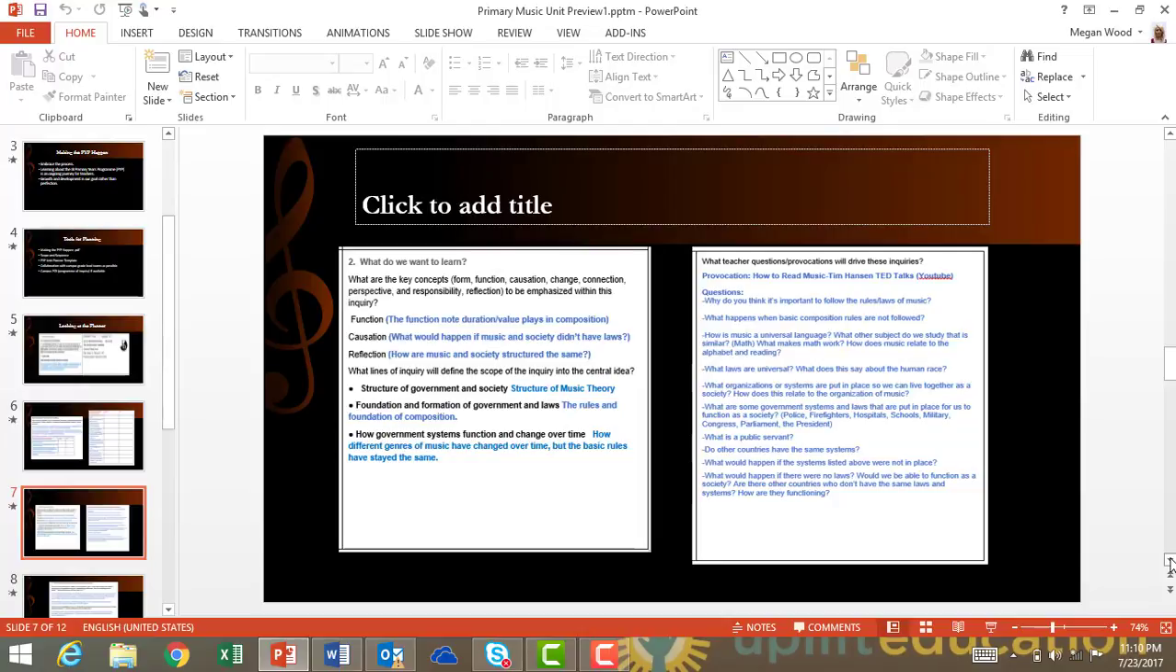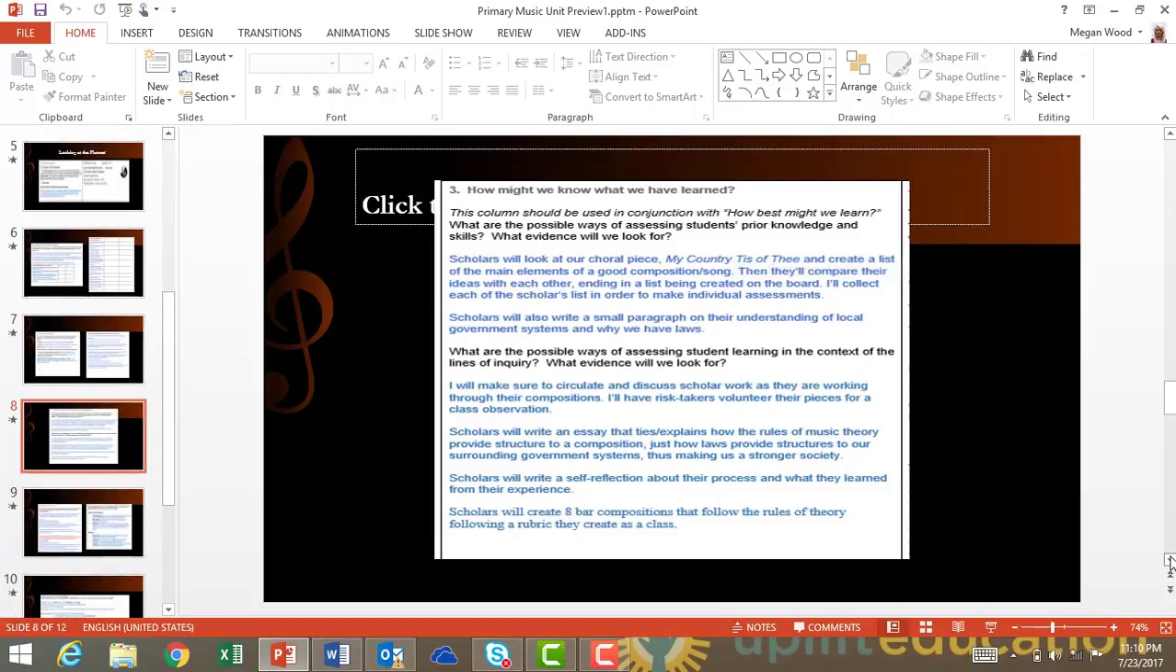Next, let's go over to the teacher provocations and questions that drive these inquiries. Basically, your provocation, look at this box as a giant hook into the unit. So this is the big question. If you have a video or a book that you want to show or lead the scholars into these thoughts, go ahead and put that down. I did. You can see I put how to read music from a TED Talk, and I put that from YouTube. I also went ahead and put a bunch of questions underneath that as well.